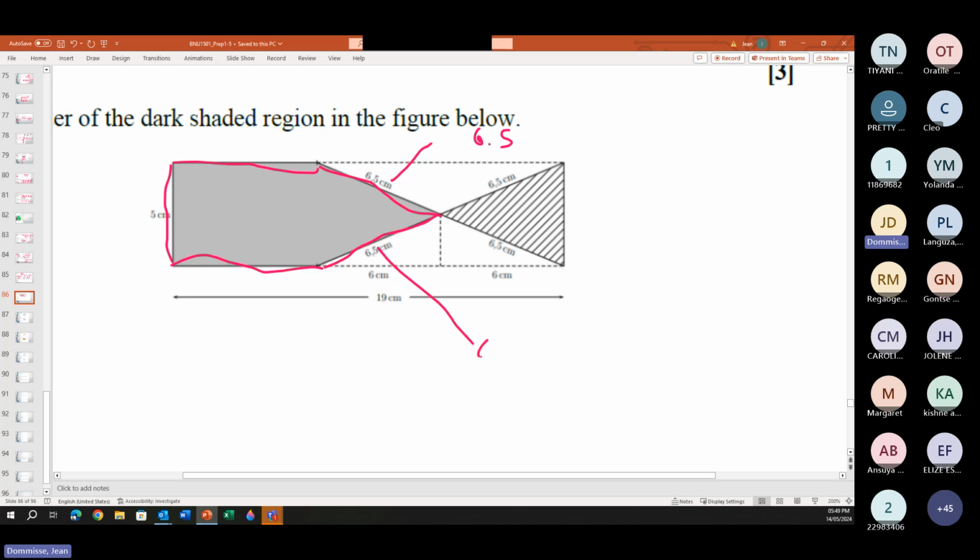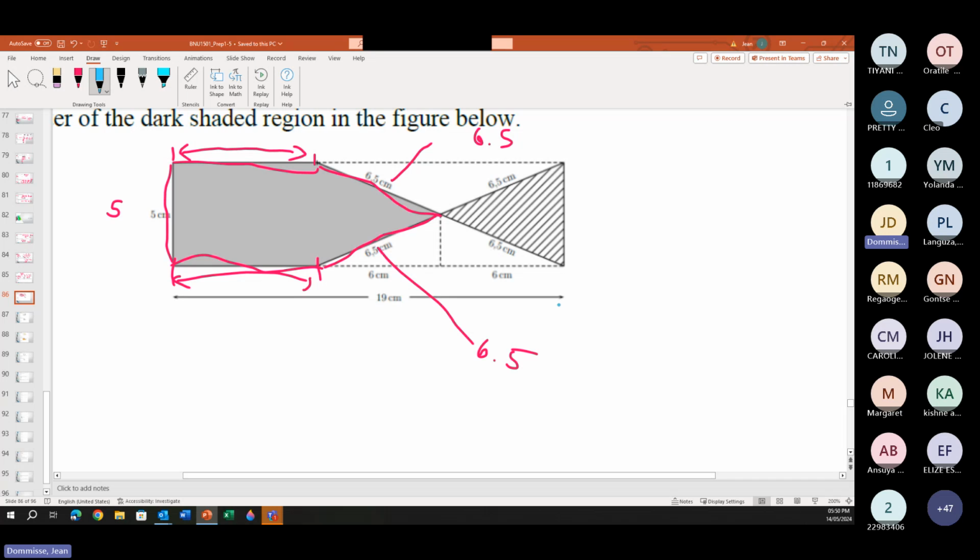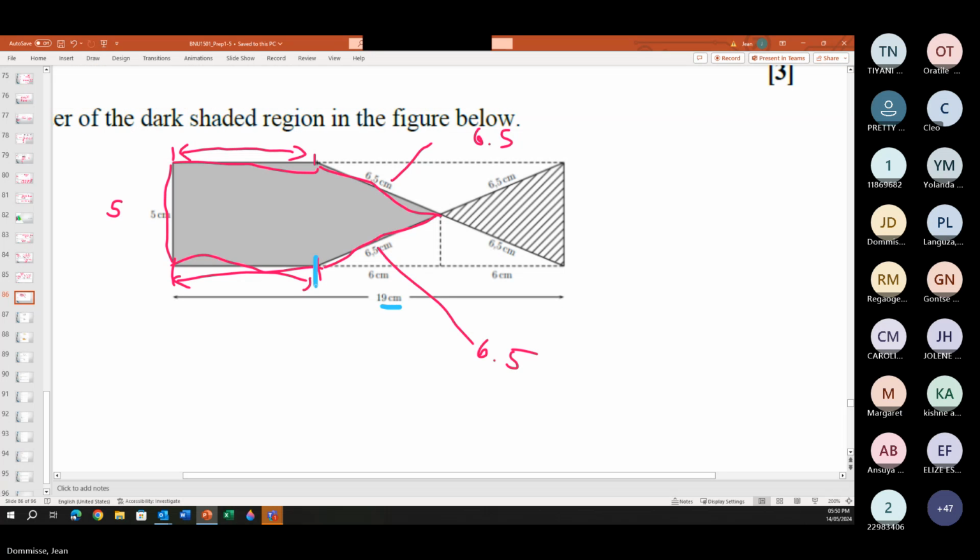Okay, so this length we know is 6.5. That one we know is 5. We need to work out what is this length, and we will need to work out what is that length. But they give us the total length of 19, and they give us that length is 6, and that length is 6. So we basically know this part is 12, because 6 plus 6 is 12. So if this part is 12, this length is 7, because 7 plus 12 will give us the 19.